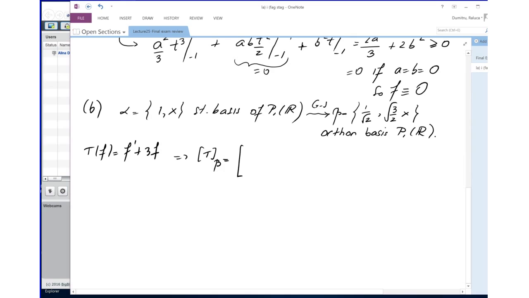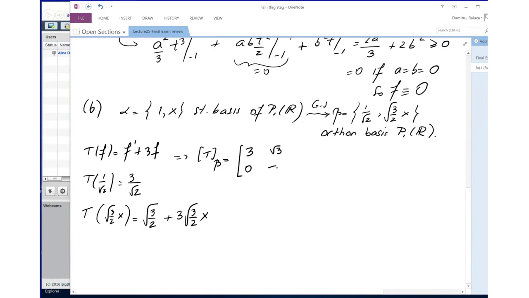So the matrix of T in that basis, so when you apply it to the first vector, which is 1 over the square root of 2, you get 0 plus 3 times 1 over the square root of 2. So the first column is 3 and 0. Right? 3 times the first vector plus 0 times the second. When you apply T to the second one, this is the derivative, and then plus 3 square root of 3 over 2 x. So when you want to write it in that basis beta, you're going to get square root of 3, right, times the first vector, plus 3 times the second vector.